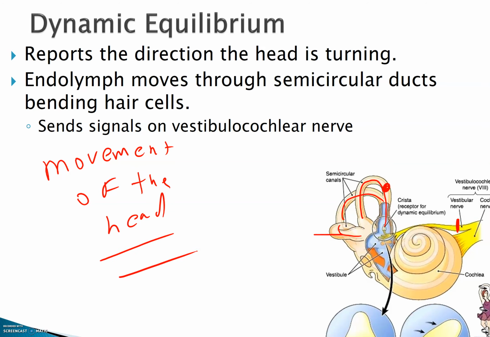So I'm going to ask you one of the two types of equilibrium. I've even gotten desperate to the point where there's answer A and answer B. Static equilibrium is telling the stationary position of your head. Dynamic is reporting on movements of your head. Still half the class gets it wrong when I ask.